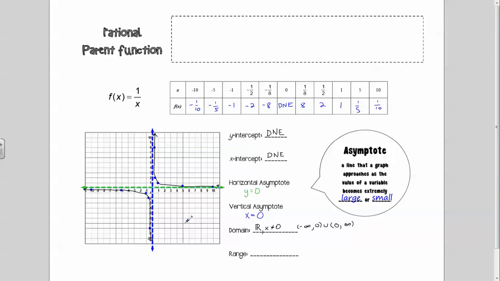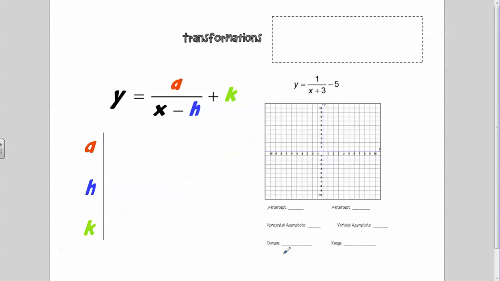The range, also negative infinity to infinity, so all real numbers. But we have this same restriction, y cannot equal 0. So in interval notation, we've got negative infinity to 0 or 0 to infinity. I will be using set notation during this video, but again, you are welcome to use whichever one you are more comfortable with. So now we are going to look at transformations.